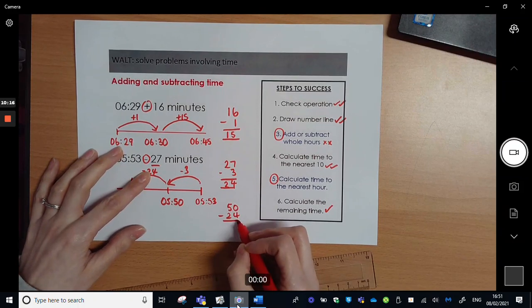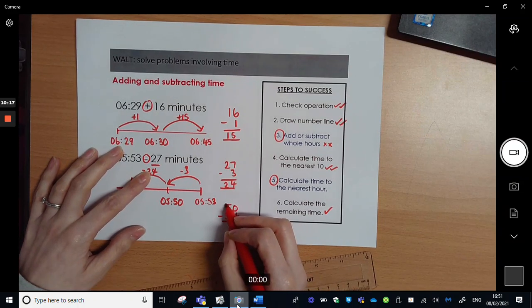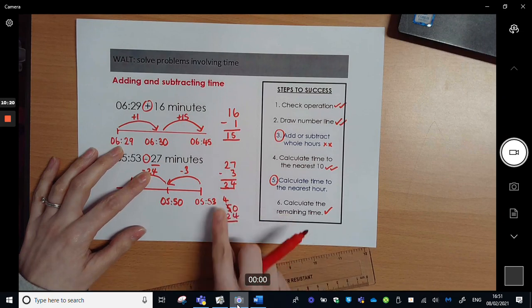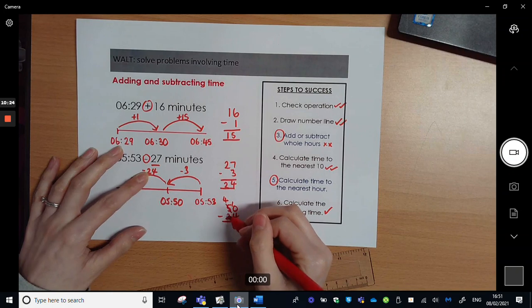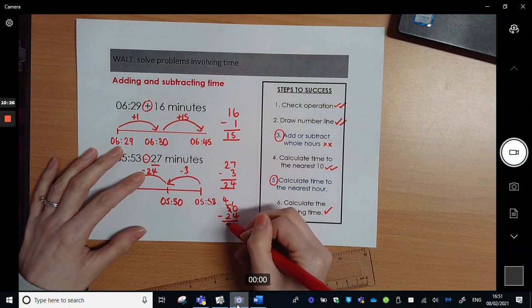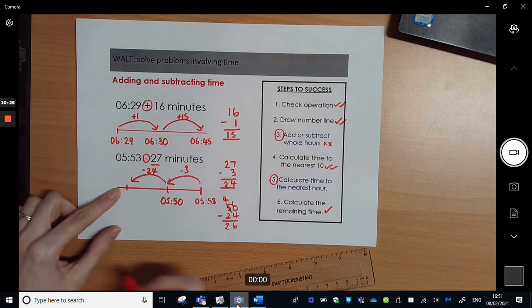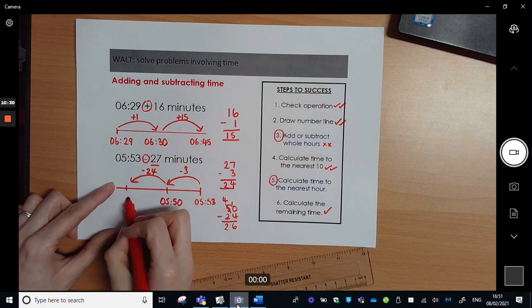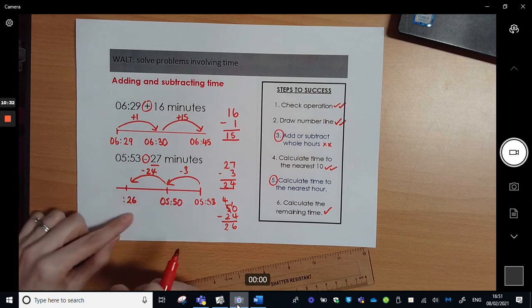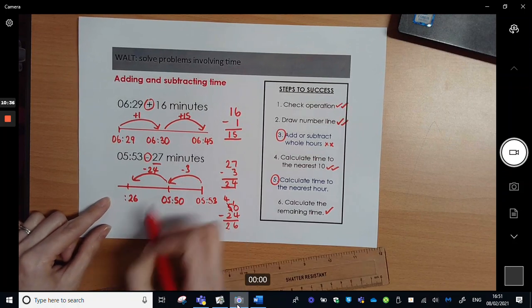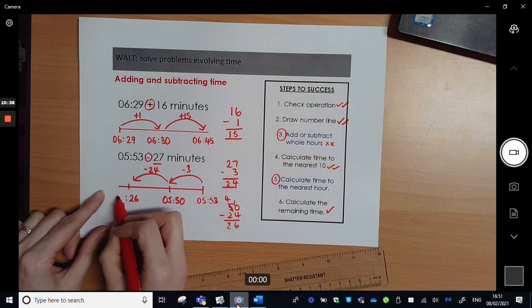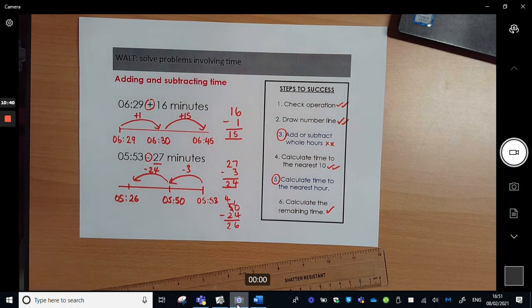So 0 take away 4, I can't do. This is why it might be a bit tricky in your head. So I'm going to regroup. 10 take away 4 is 6, and 4 take away 2 is 2. So it's going to be 26 in my minutes. And remember, I've not gone past the hour because I'm still in between 5 and 6 o'clock. So it's going to be 5.